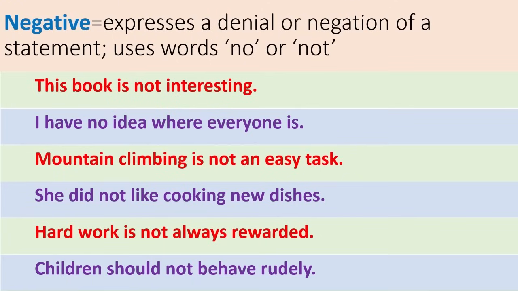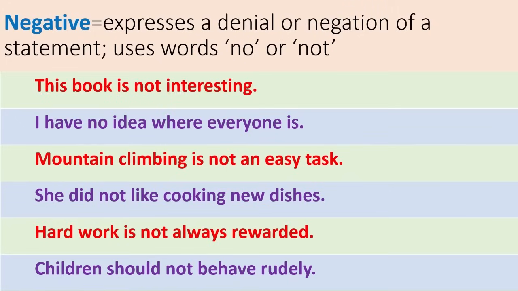This book is not interesting. The assertive form is this book is interesting. This book is not interesting makes it negative. I have no idea where everyone is. So the word no here makes it negative. I have no idea. You can say I have an idea where everyone is. That would be an assertive one. But no idea, no makes it negative.